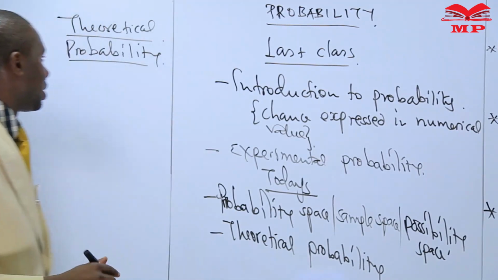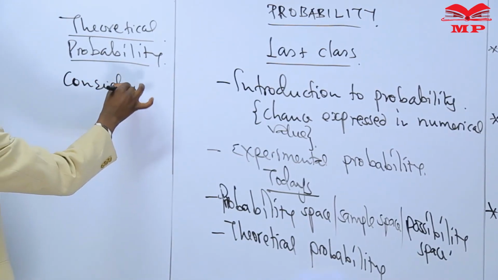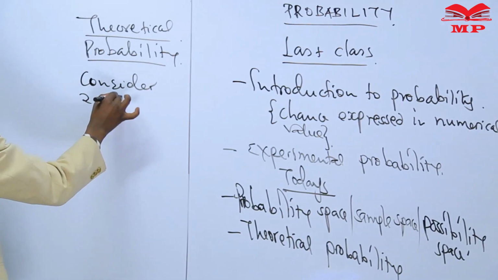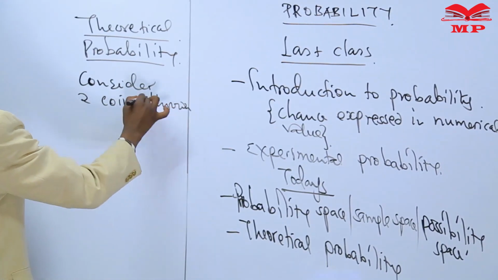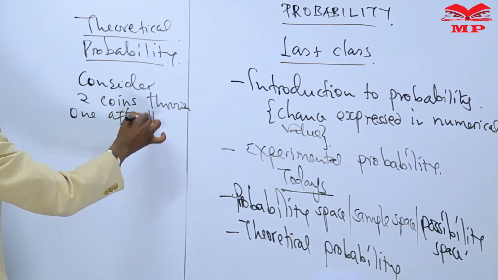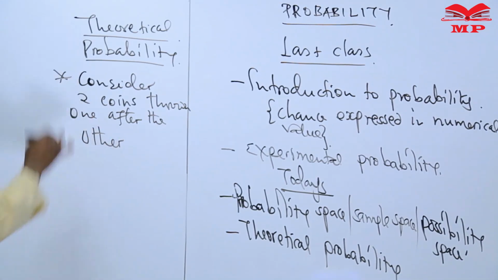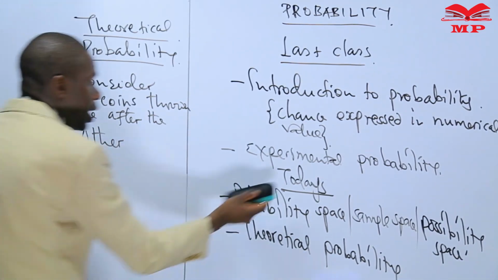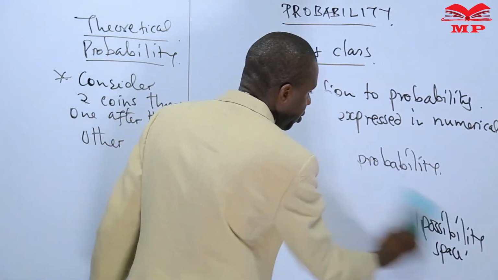For instance, consider 2 coins are thrown one after the other. So consider 2 coins thrown one after the other. Allow me to clean here. For now, I believe we've all seen what we are supposed to do today.